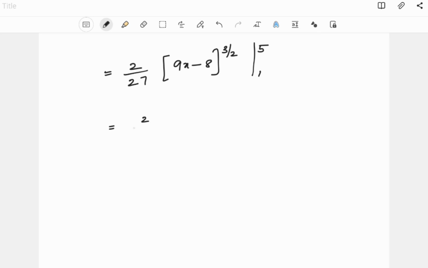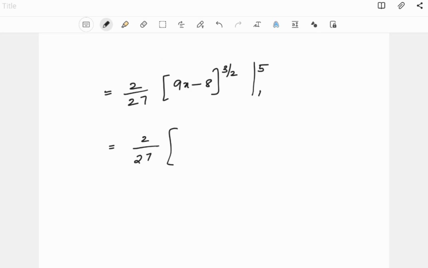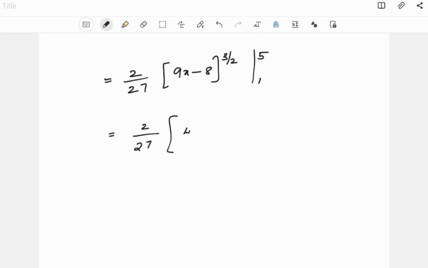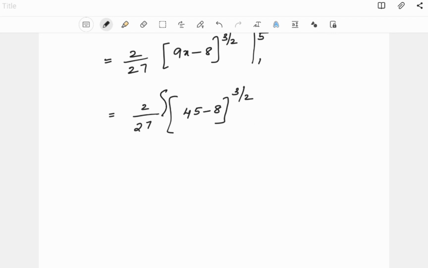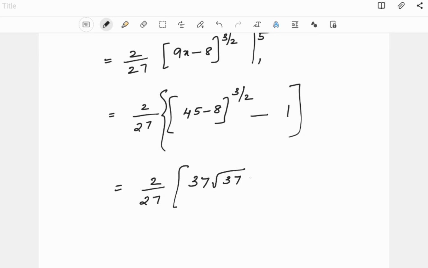So we have 2 by 27 (45 minus 8) the whole raised to 3 by 2 minus 1. That's equal to 2 by 27 (37 root 37 minus 1).